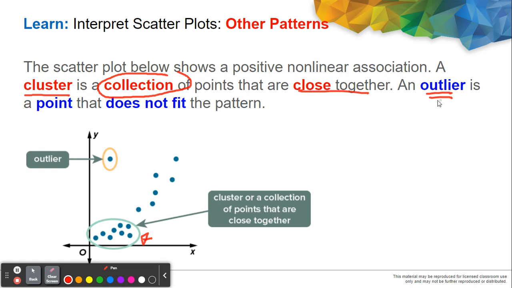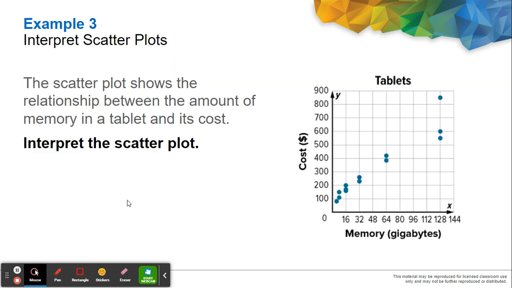We also have what we call an outlier. It is a point that does not fit the pattern. It's like the odd one out among the dots. It's separated from the whole group. We call that one an outlier. So let's use that to interpret our data here.